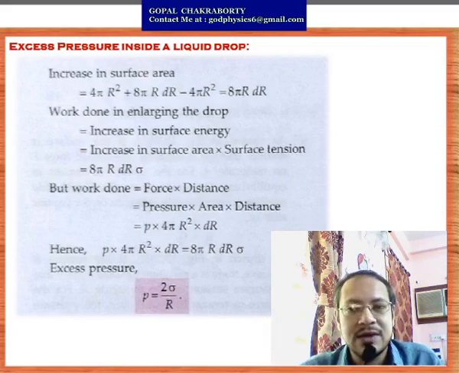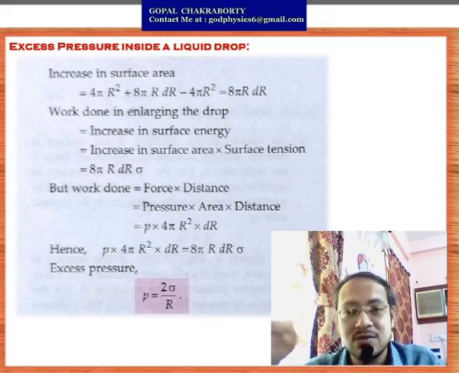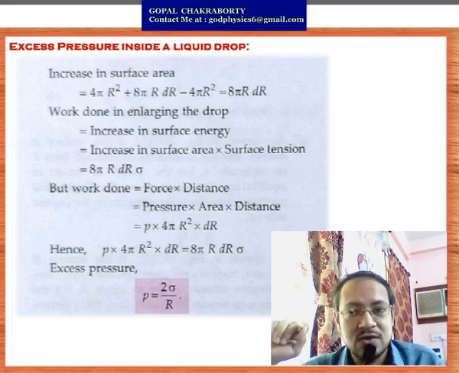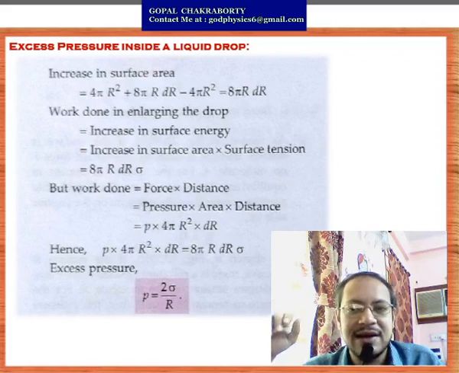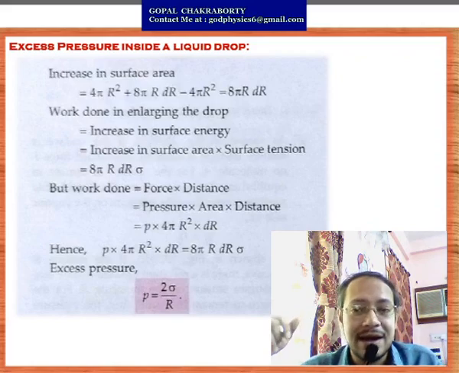Okay. So now you have received two expressions of work done, so both are equal. Now, equating these two, what will you get? P into 4 pi r square into dr equals 8 pi r dr into sigma. So all the things will cancel out. Rearranging, you can write the excess pressure inside a liquid drop: P equals 2 sigma by r. So this is the expression of excess pressure inside a liquid drop.